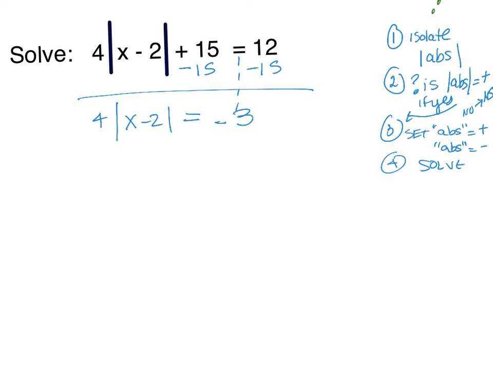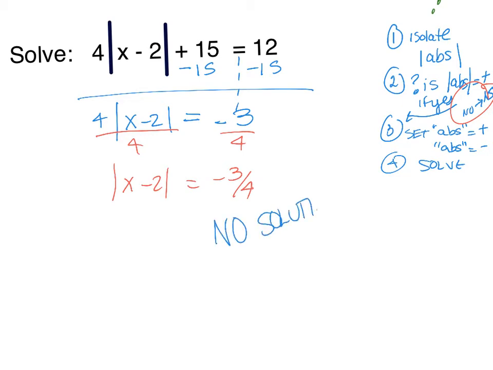Oh no, it looks like it's equal to a negative. Divide by 4. Yeah, the absolute value of x minus 2 is equal to negative 3/4. It is not equal to a positive. It is equal to a negative, so this is no solution. No need to continue the work at that point. You can't.